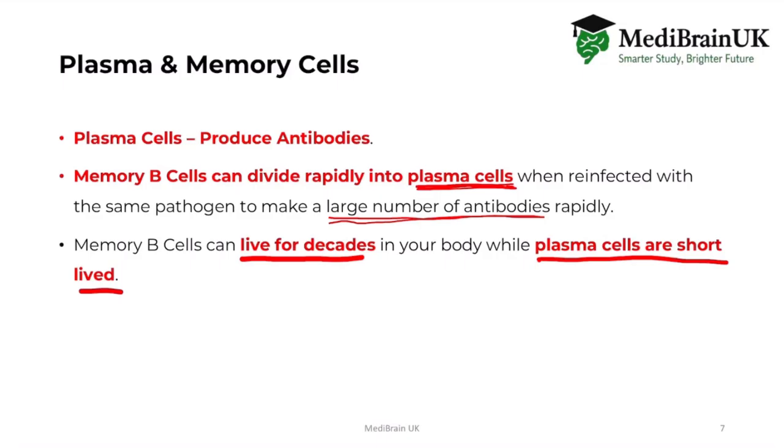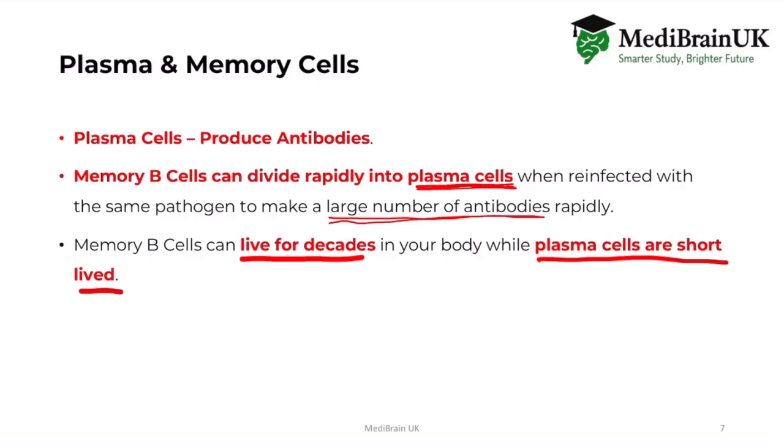Okay, so plasma cells produce your antibodies. Your memory B cells are the ones which divide into plasma cells when reinfected with the same pathogen in the future. And memory B cells, long-term memory, live in your body for decades, whereas your plasma cells are short-lived and it's only for that specific situation. Okay?